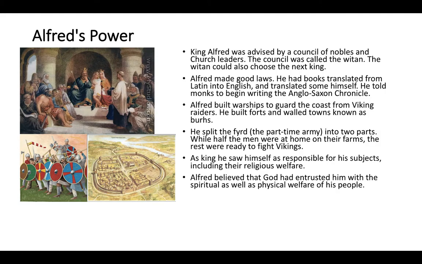So what power did Alfred actually have? Let's have a look at what Alfred did when he came into power. So Alfred was advised by a council of nobles and church leaders. The council were called the Witan. The Witan could also choose the next king. So Alfred was not necessarily in charge of who became the next king of England, but it would most likely be his son. There were council nobles and church leaders because Alfred was Christian.